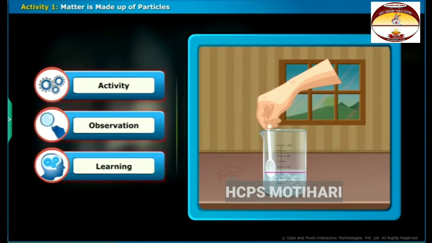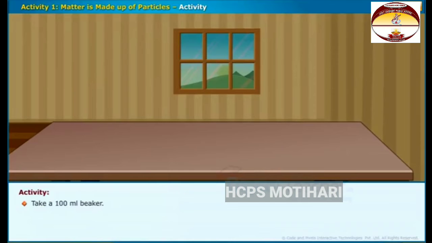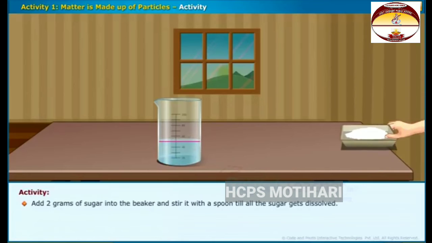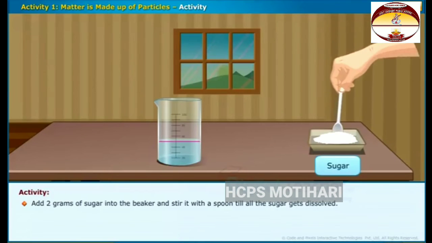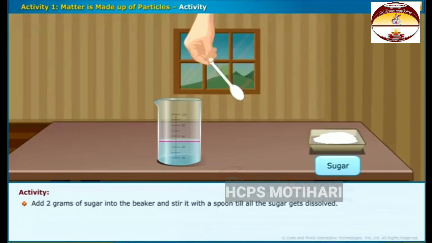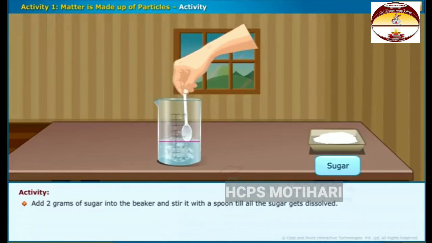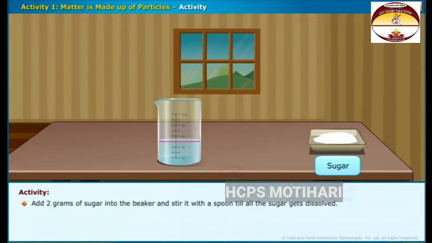Here let us perform an activity to decide about the nature of matter. Is it continuous or particulate? Take a 100 ml beaker. Pour 50 ml water in it. Mark the level of water. Add 2 grams of sugar into the beaker and stir it with a spoon till all the sugar gets dissolved. Observe any changes in water level.